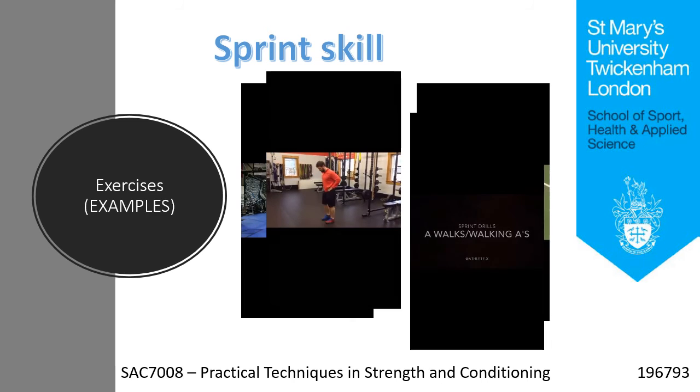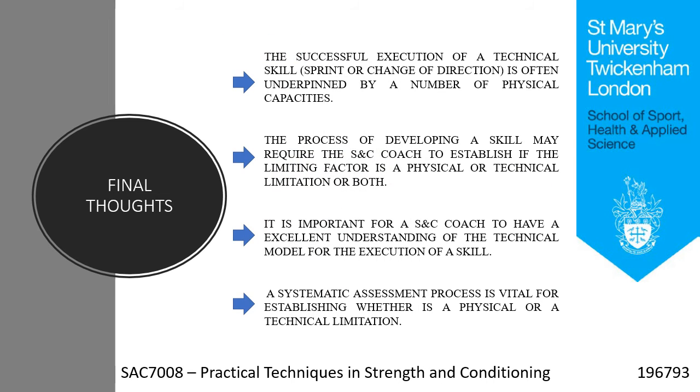The final thoughts are very similar to the first vlog. Most importantly, a systematic assessment process is vital for establishing whether it's a physical or a technical limitation that we have in the athlete in front of us. But at the same time, it's very important to understand that it's hard to separate a skill and a capacity within the athlete, and both could probably be worked.